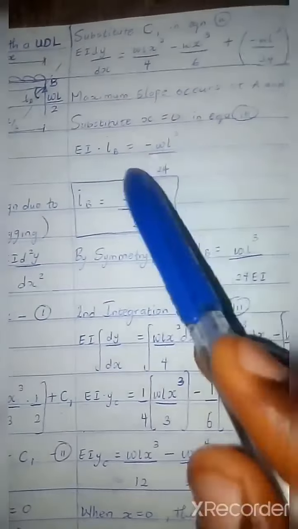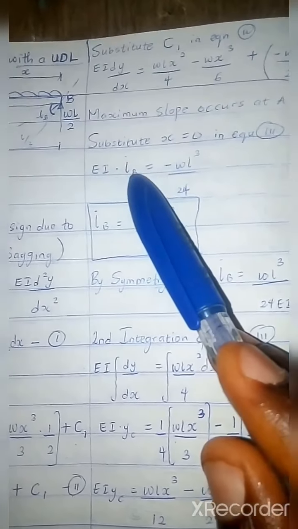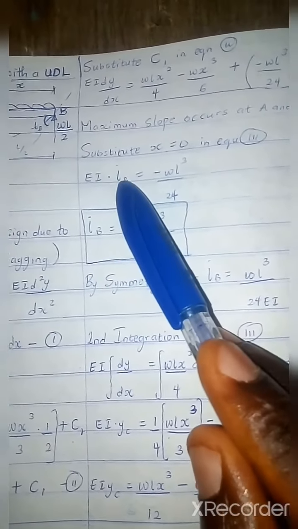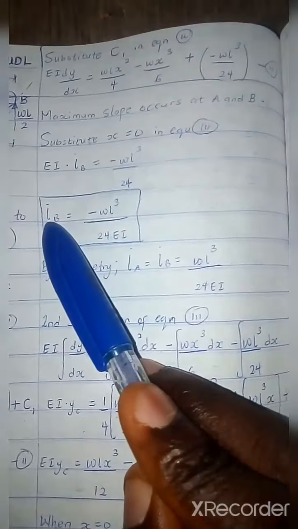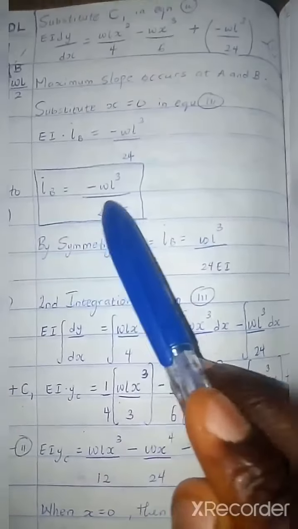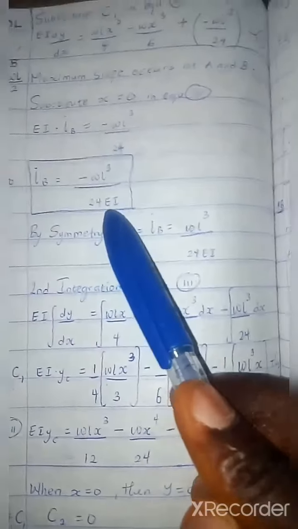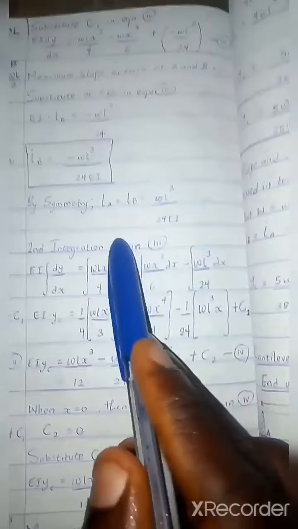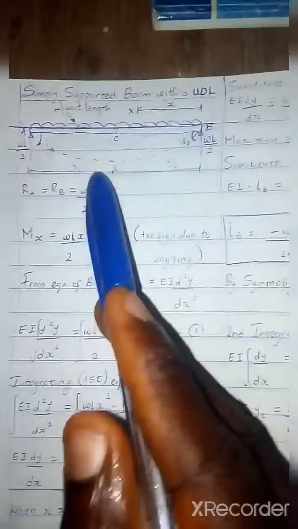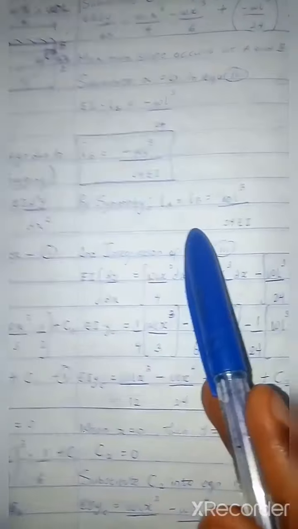So substitute it. I told you that dy/dx is the slope, equals theta, or you represent it with this, then you resolve it. So the angle of the slope is what? Minus WL cubed over 24EI. And that's for the slope. Then by symmetry, when you divide it into 2, what you get for the slope at B is the same as what you get for A. So that's what this is all about.